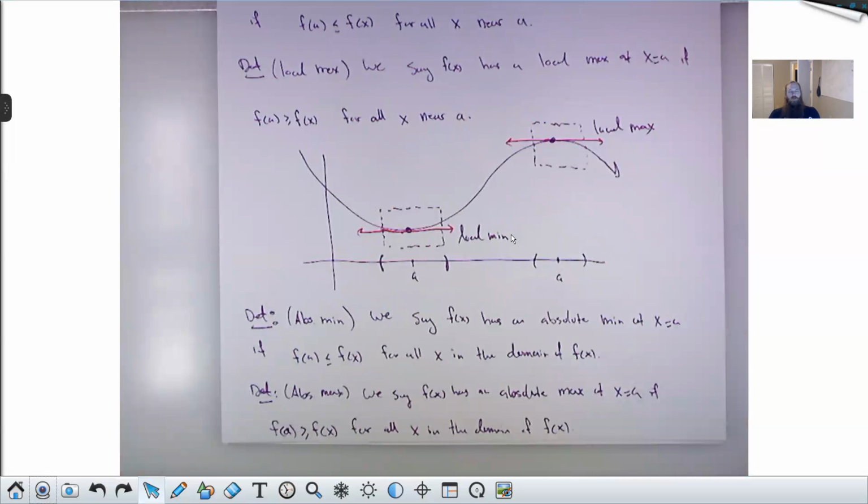Okay. So these pictures and definitions should be familiar to you. And then I'll draw another picture corresponding to the concept of an absolute min and an absolute max, but hopefully these aren't totally foreign. Yeah, let's look at that picture.